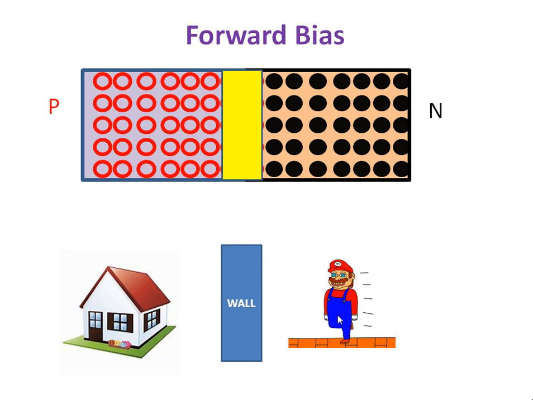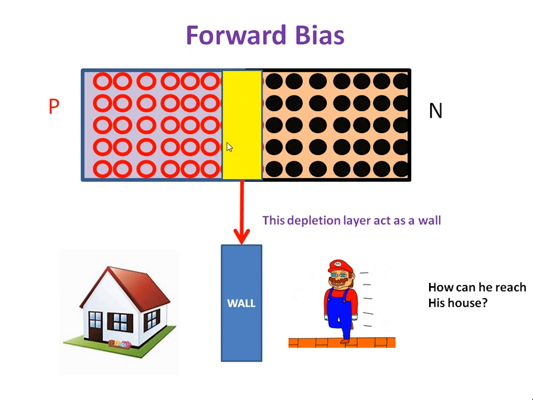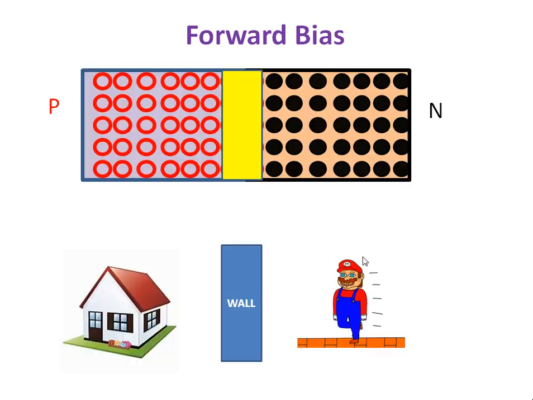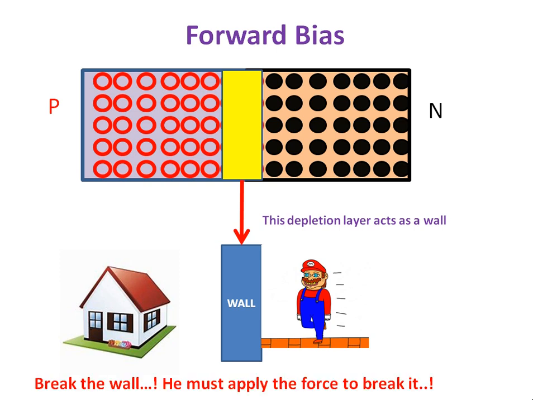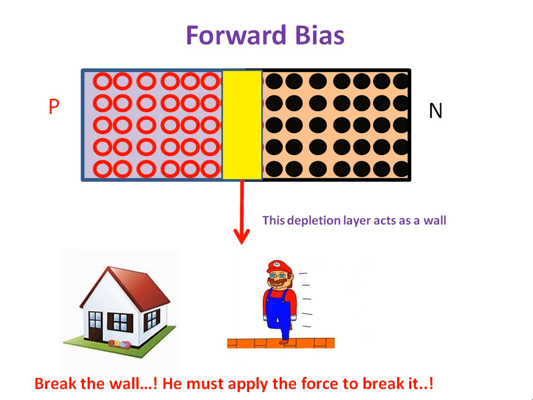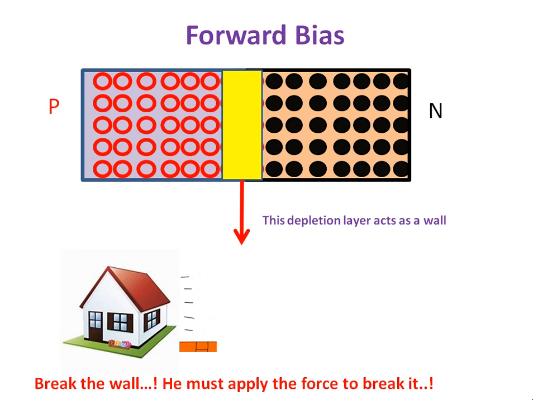So consider this case. A person wants to reach his house. So how can he reach his house? In between there is a wall. This wall acts as a depletion layer because these electrons will not go into the p-type material because of the presence of the depletion region. So if the person wants to reach his house, he must break the wall. To break the wall, he must apply force. So now he is applying some force. So at last he reached his house.